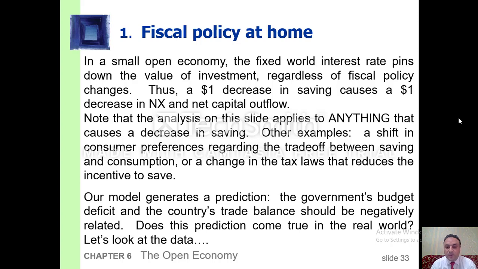Consumers have preferences, maybe they change by time, regarding the trade-off between saving and consumption. You can imagine if you are a consumer, you have some money, you may consume or spend this money or save this money. It's according to the consumer preferences, what you prefer. For example, at this time of this crisis or coronavirus circumstances and so on, consumer preferences may change.